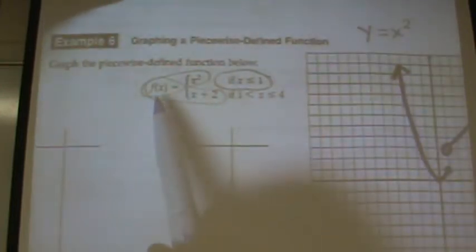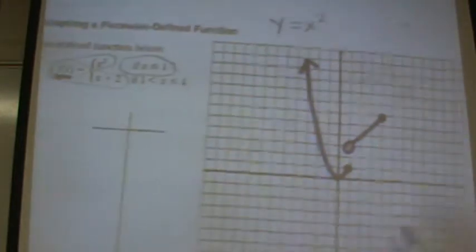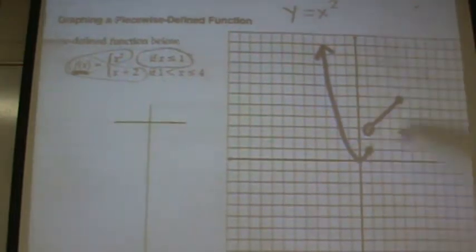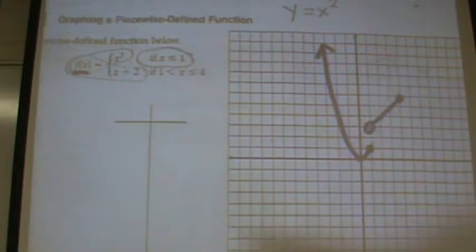Now, it is a function, right? We use that fancy notation. Does this pass the vertical line test? Yes. If we would have used the parabola and that line, you know it wouldn't be a function, right?